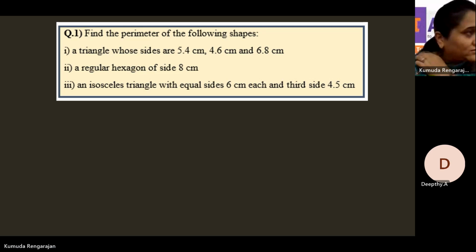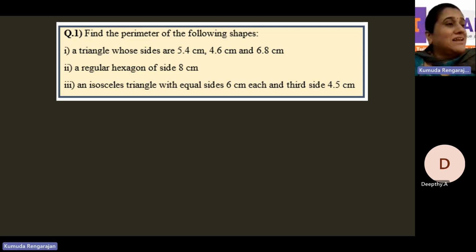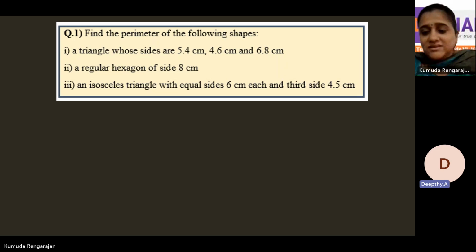Hexagon. Well, how do you spell 6? How do you spell 6? Hello, Mom. Yes, Deepthi. I have some trouble on my mic, Mom. And hexagon has 6 sides.